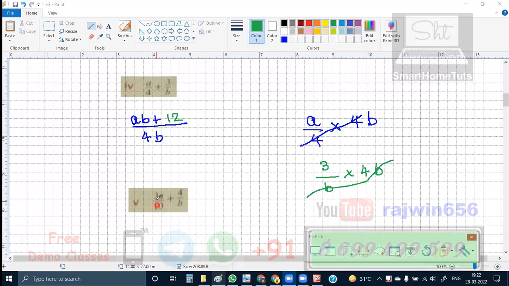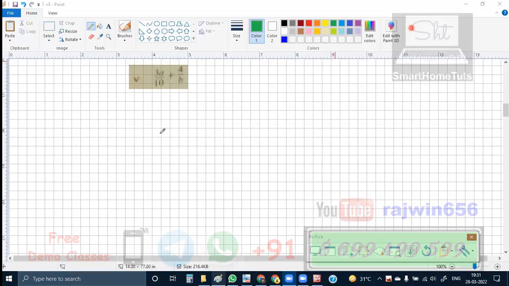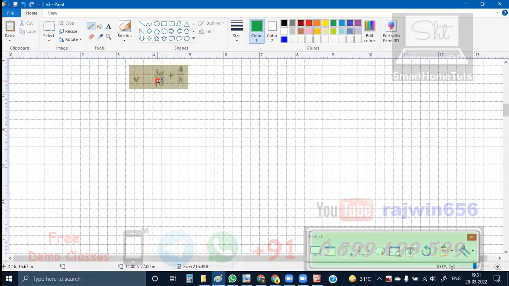Okay, this is the fifth question, 3a upon 10 plus 4 upon b. This question you will try on your own as I have done question number 4. Okay, now here we are having the fifth question, 3a upon 10 plus 4 upon b. Now 10 and b, nothing is common. So your LCM straight away is going to be 10b.